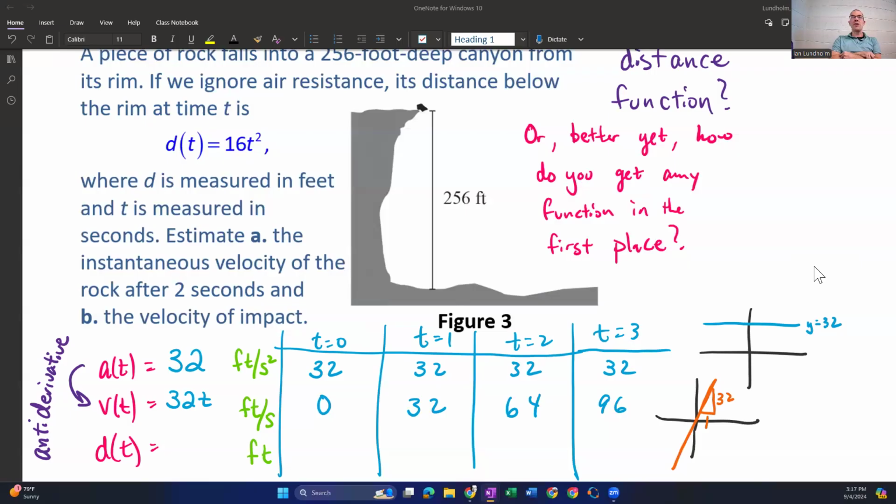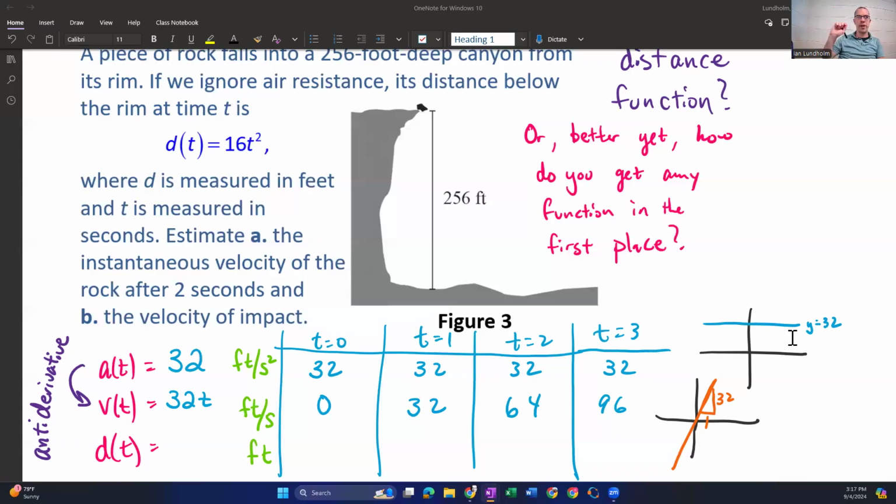What's cool is that the rate of change of the velocity function, if you're thinking about the slope, or how fast this line is, rise over run, all that good stuff, that 32 over 1 is the same 32 that we see as a constant y value in the acceleration function.